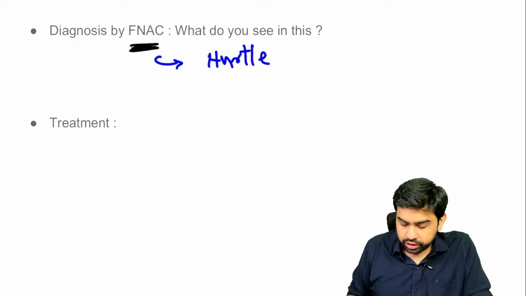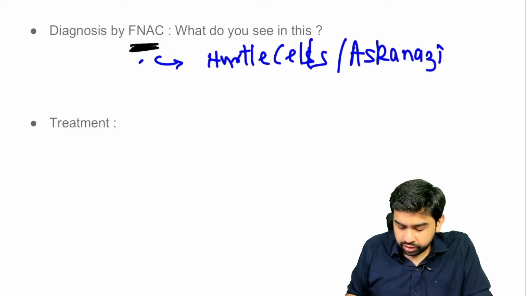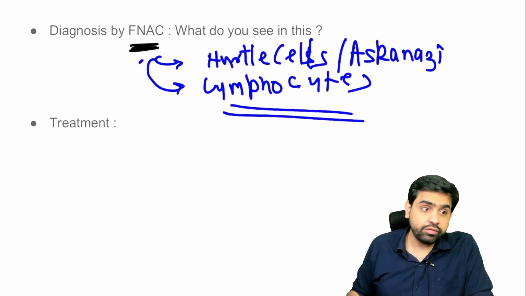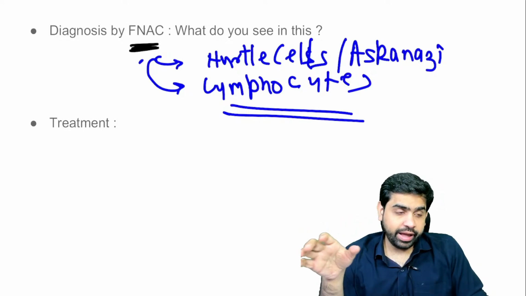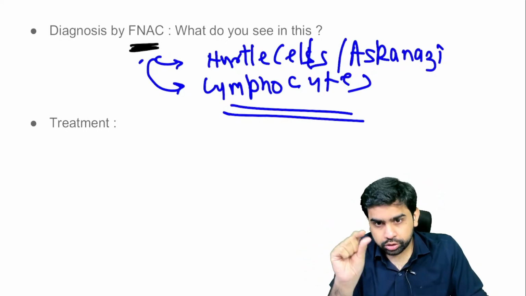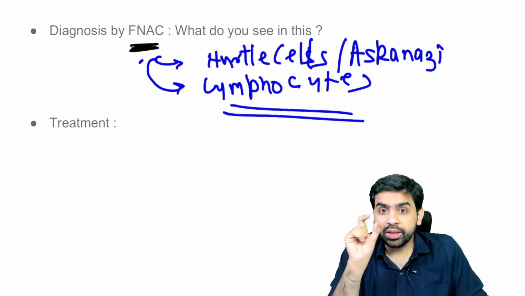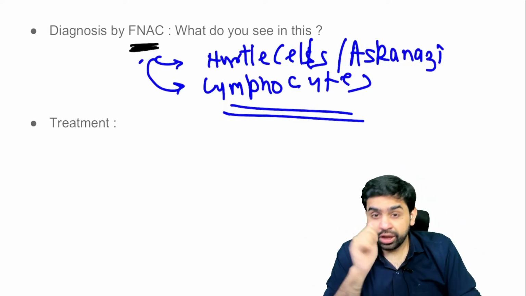So what are these Hurthle cells? Hurthle cells are nothing but Askanazy cells, Askanazy or Hurthle cells, and then you're also going to find the lymphocytes. Now, what is the risk factor with this Hashimoto's thyroiditis? We have already discussed that the risk factor with Hashimoto's thyroiditis is thyroid lymphoma, right? And in very few patients it might also lead to papillary carcinoma. But the important complication of Hashimoto's thyroiditis is thyroid lymphoma.